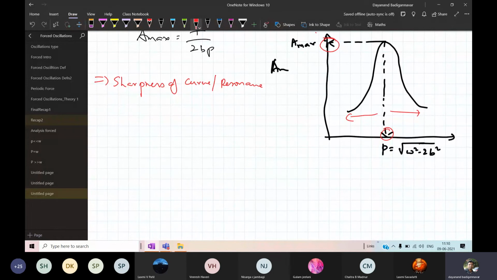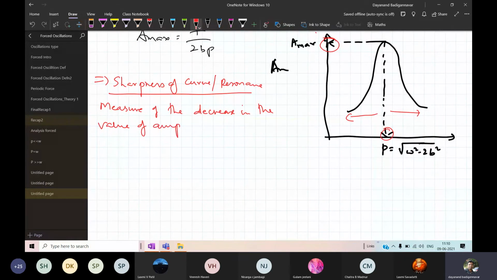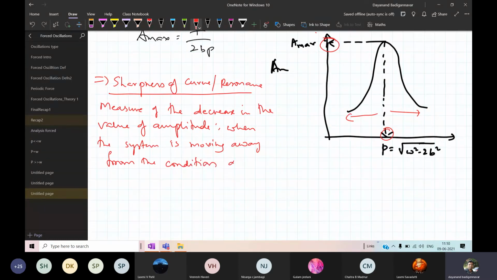Sharpness of resonance is nothing but the measure of the decrease in the value of amplitude when the system is moving away from the condition of resonance.